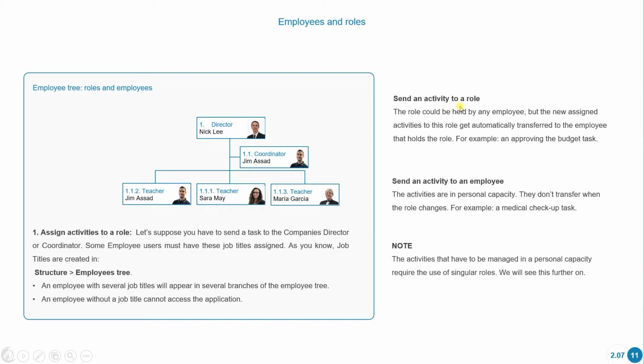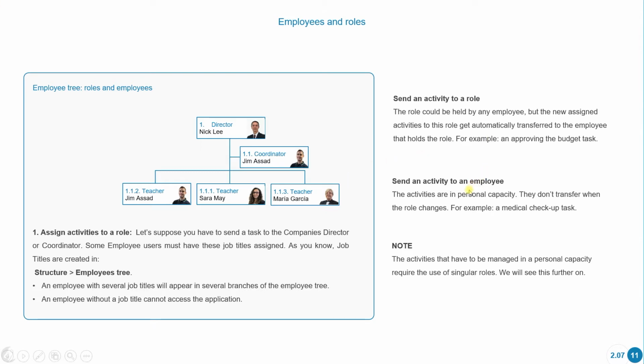Send an activity to a role. A role can be held by any employee, but the new assigned activities to this role get automatically transferred to the employee that holds the role. For example, I'm approving the budget task, so I might want to send the budget to the coordinator, G Masad. If I start a new process and the coordinator now is Sarah May, then she will be the one receiving the task. Why? Because the task has been configured so it goes to a role, in this case to the person that holds the coordinator role.